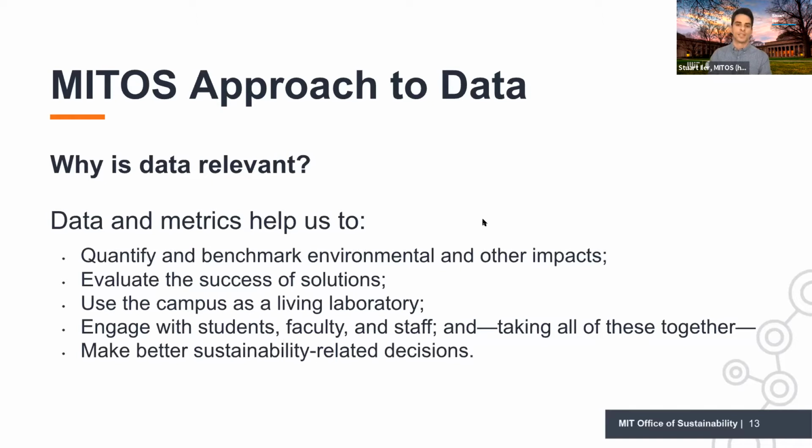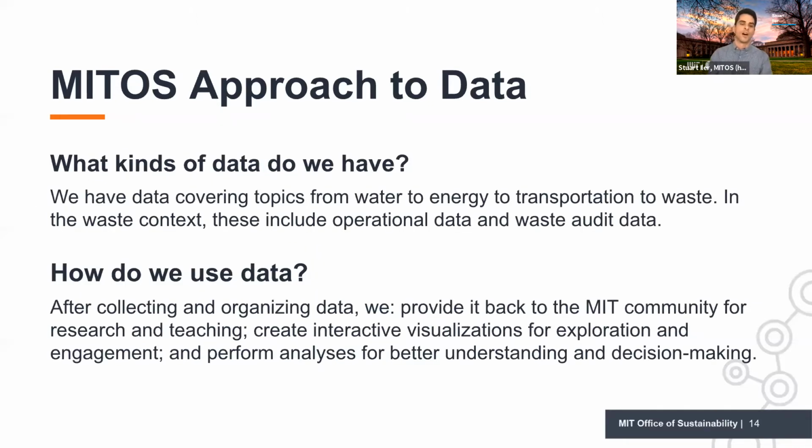So if you could go to the next slide, Nicole, just to briefly touch on the data that we have and how we use those data. First, we have data covering topics from water to energy to transportation to waste. In the waste context, these include operational data, like the amount of trash and recycling coming out of the campus system over a given period of time, but also things like waste audit data, which allow us to look at the details inside of our waste streams to be able to see what's in there. We get these data from a variety of sources in different forms and formats, and we collect them together. We try to organize them and do some quality control.